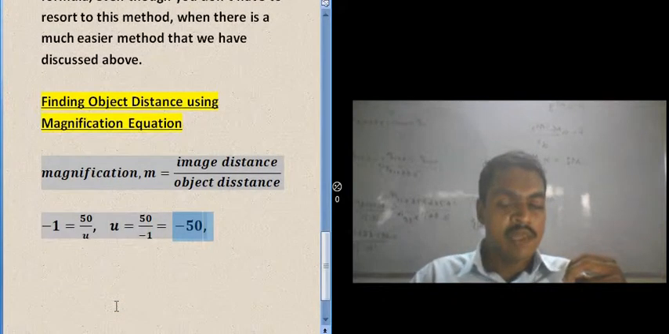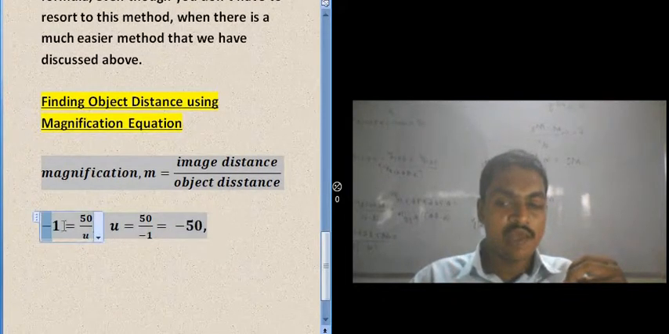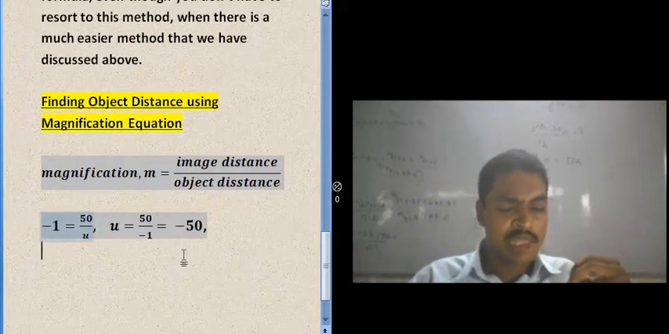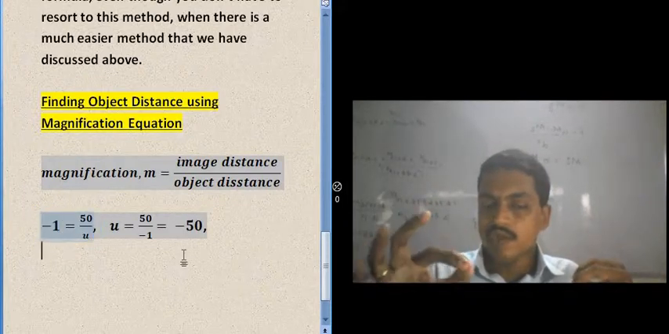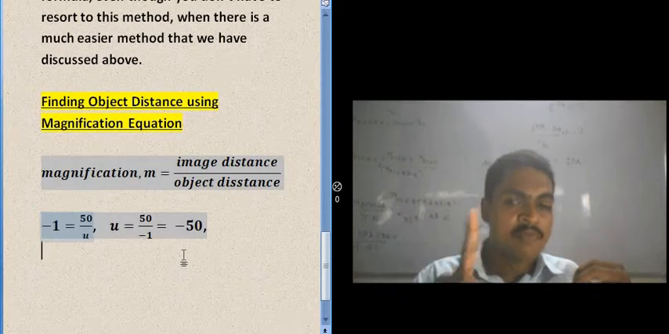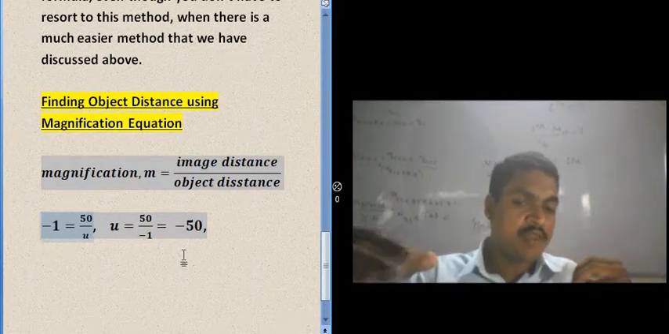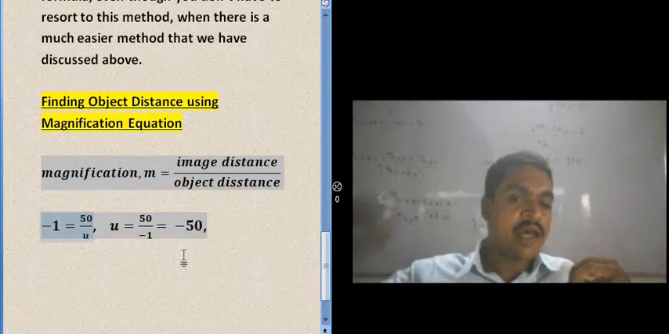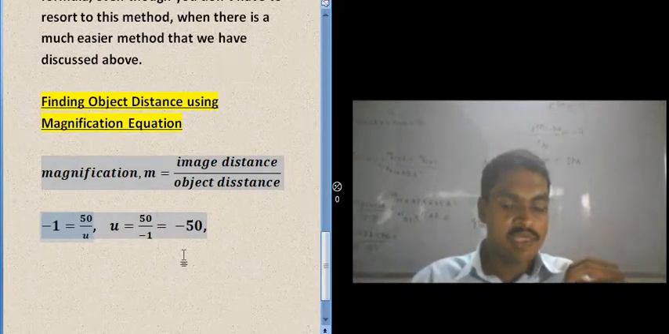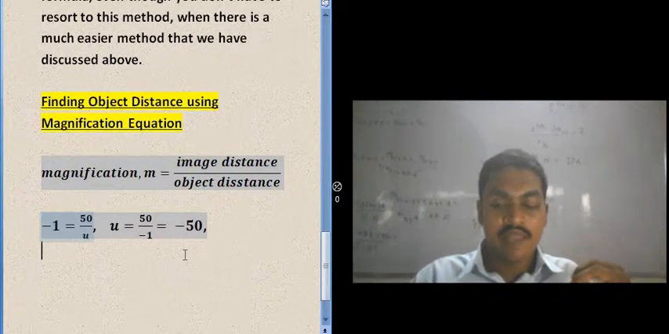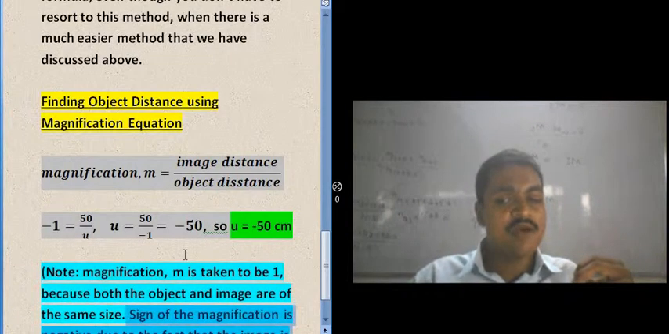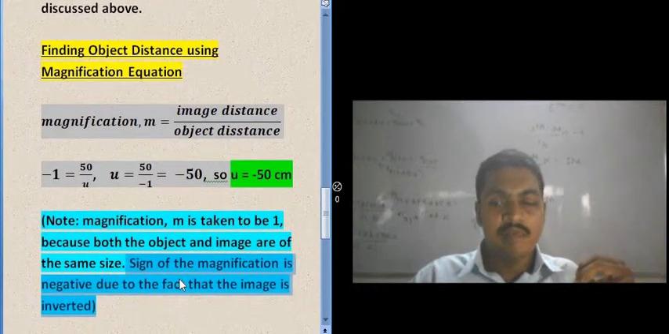Now, let me explain to you why we took magnification as -1. The first point I have already explained. The magnitude of magnification is 1, because the size of the object and the image are equal. Then there is another component to the magnification, that is negative. That is because your image is inverted, because you can find that piece of information from the question.